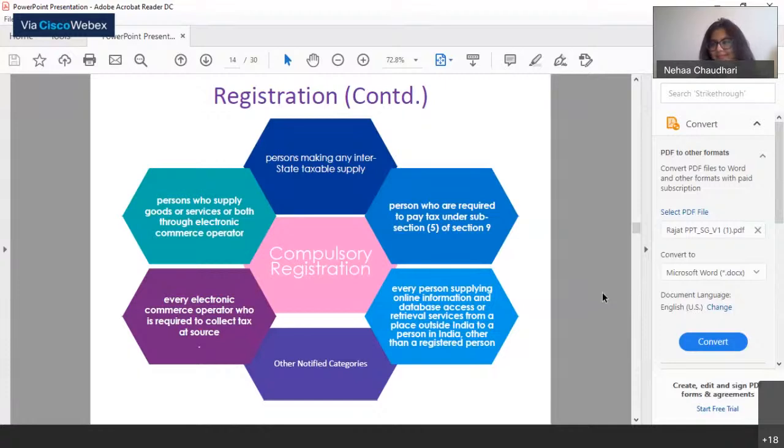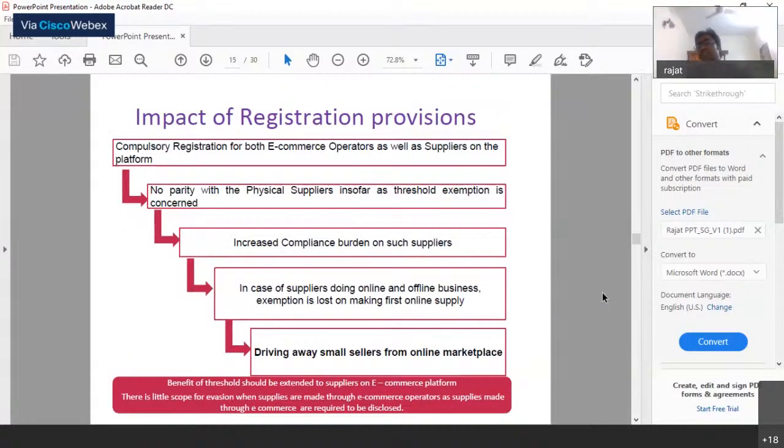Okay. Now, what is the impact of registration provisions? Like we've discussed, there is no parity with respect to the traditional shops as well as suppliers over the e-commerce platform, which increases the compliance burden on such suppliers. In case a supplier is doing both online and offline business, exemption is lost on supply. Therefore, this drives away the small sellers from the online marketplace. In my view, the benefit of threshold should be extended to suppliers on e-commerce platforms.